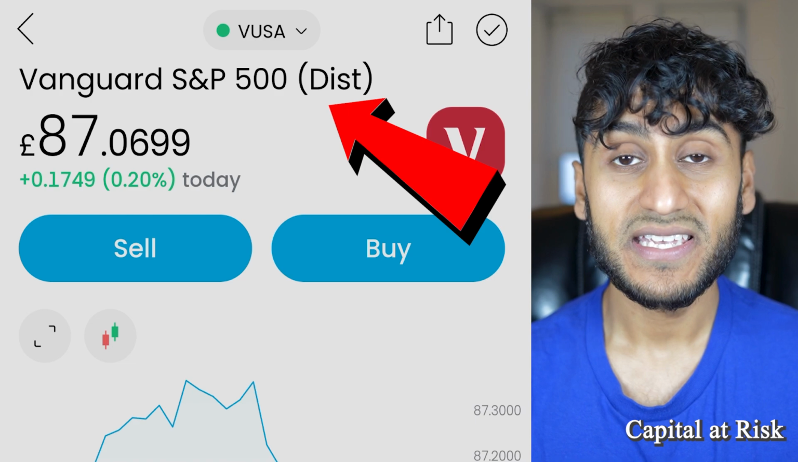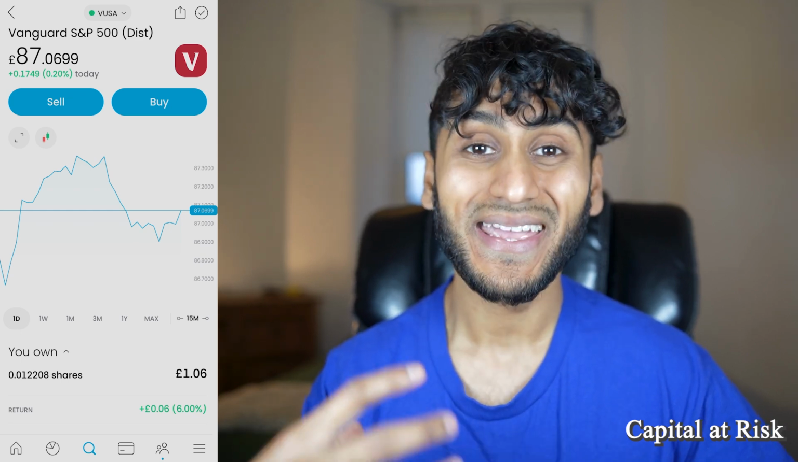Now, here is the Vanguard S&P 500. As you can see, this is a distributing fund. The stock market is still open right now, as you can see highlighted by the green dot here, which means that the price of the fund will still bounce around until it closes. But in either case, the difference between distributing, which is DIST, or accumulating, is that when you hold a distributing fund, dividends will be paid out to you as cash instead of being reaccumulated back into the fund.